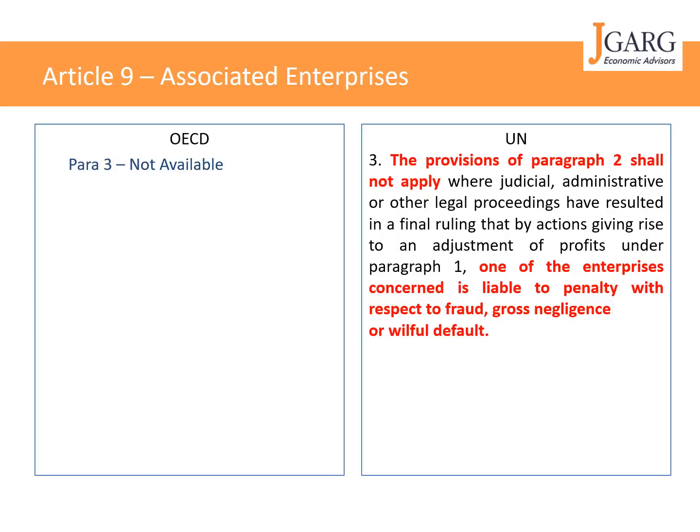So UN says, when there is some severe issue, when there is a fraud, gross negligence or willful default, in such case para 2 is not applicable. Para 2 talks about appropriate adjustment by the other contracting state. So in such case, if it is proved that it is a willful default or fraud, the other contracting state may say, hey look, I'm not going to provide you any appropriate adjustment.